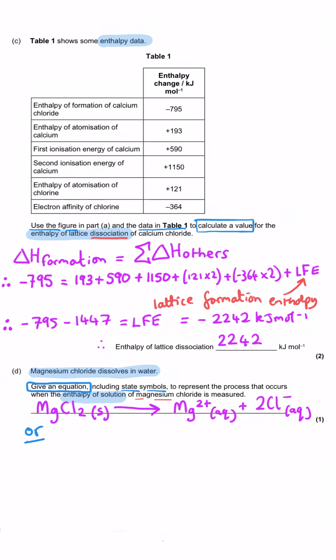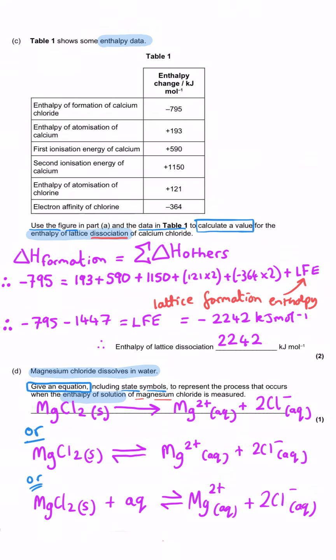We could recognise that this dissolving is likely to be an equilibrium, but you don't need to do that. And equally, you could, if you wish, include the aq symbol on the left-hand side to show the active dissolving that the solvent is carrying out. But again, not necessary. And what I've put on the actual answer line is my preferred answer.